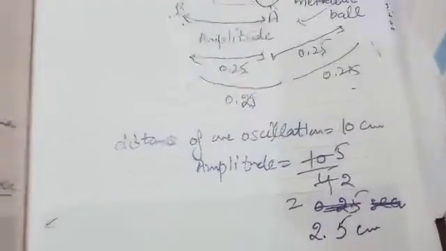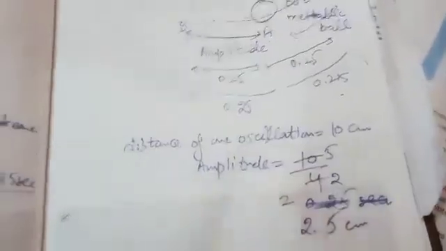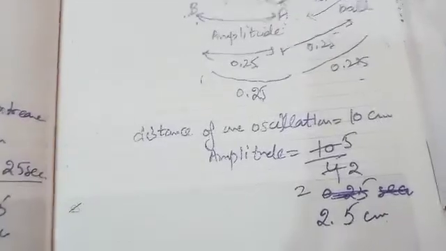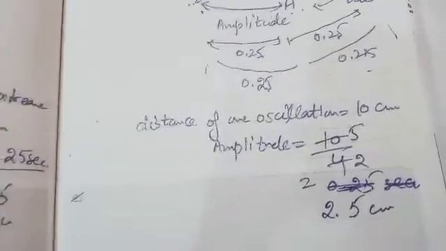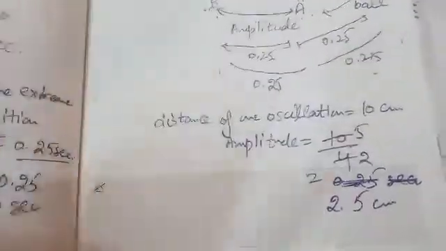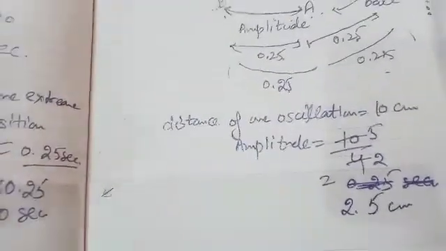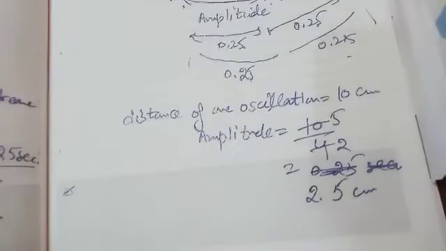In the last question they gave the amplitude and we had to find the time taken to complete one oscillation. In this question they have given the total distance of one oscillation and we have to find the amplitude. So in the last question we multiplied by 4. Here we will divide by 4. Thank you.